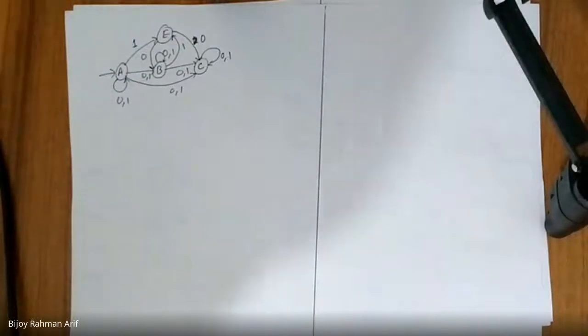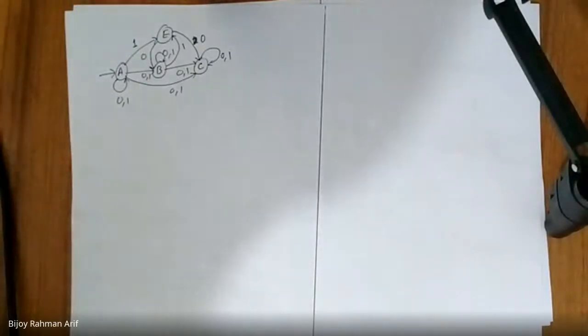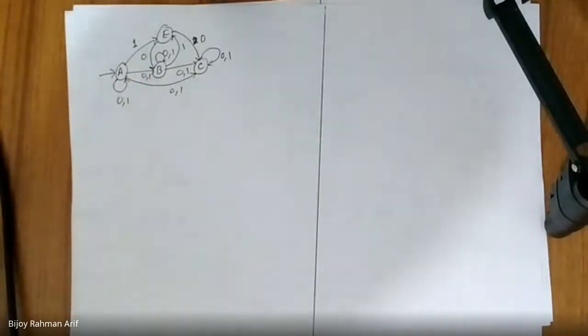Okay, done. So almost everything is done. Still, we have a gap. What is the gap? The final state. Good observation. What would be the final state for this?